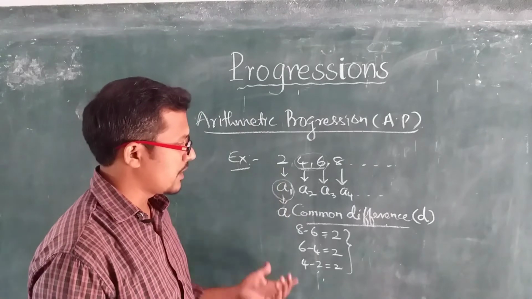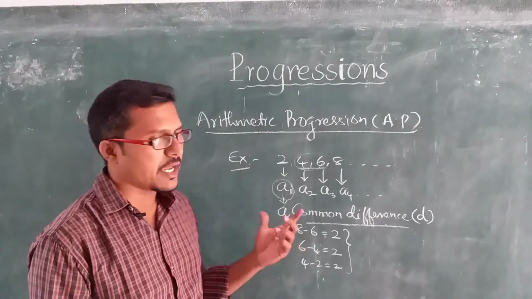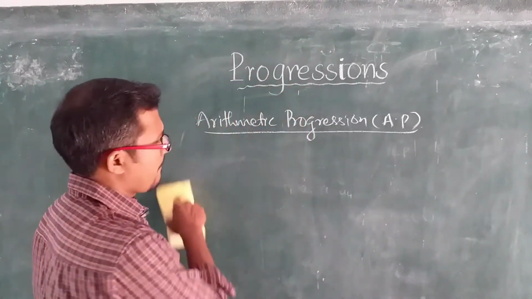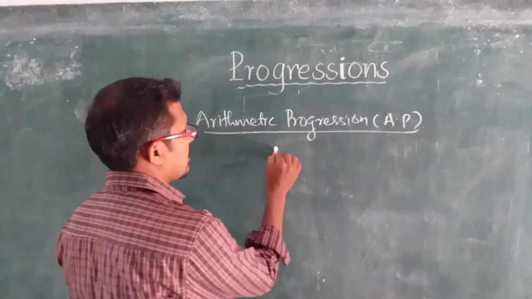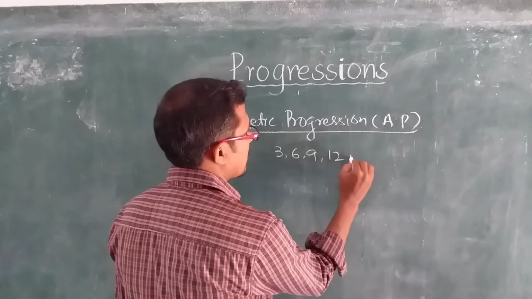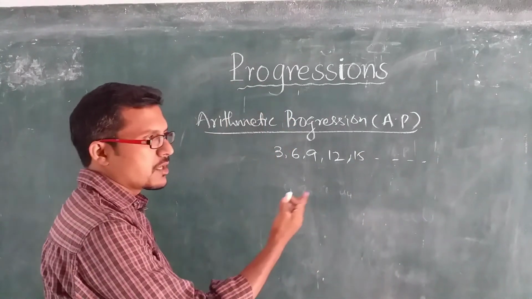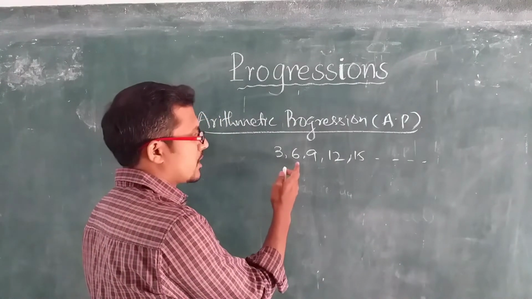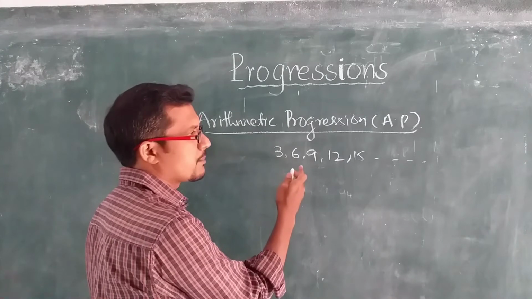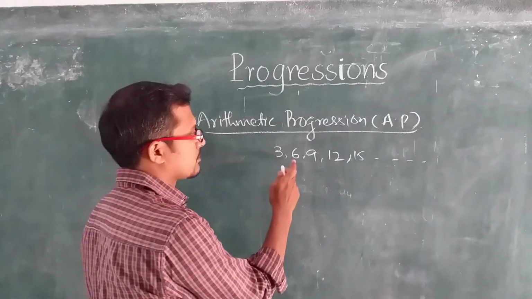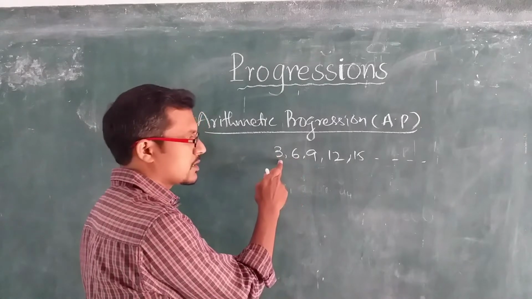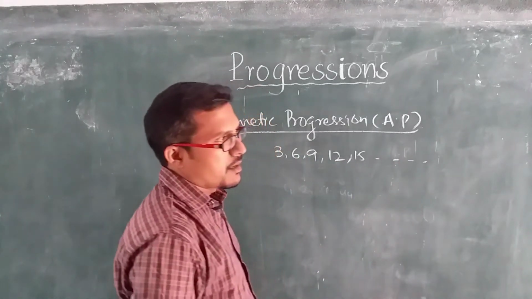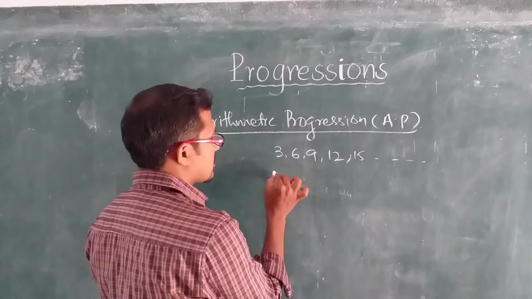Now we are going to see the common form of the AP, the common form of arithmetic progression. We can see some more examples. For example, 3, 6, 9, 12, 15 and so on. This is also an example of arithmetic progression. Here the common difference is 3. Every term can be obtained by adding 3 to the preceding term. So 6 is obtained by adding 3 to 3, and 9 is obtained by adding 3 to 6, so that we get the numbers.